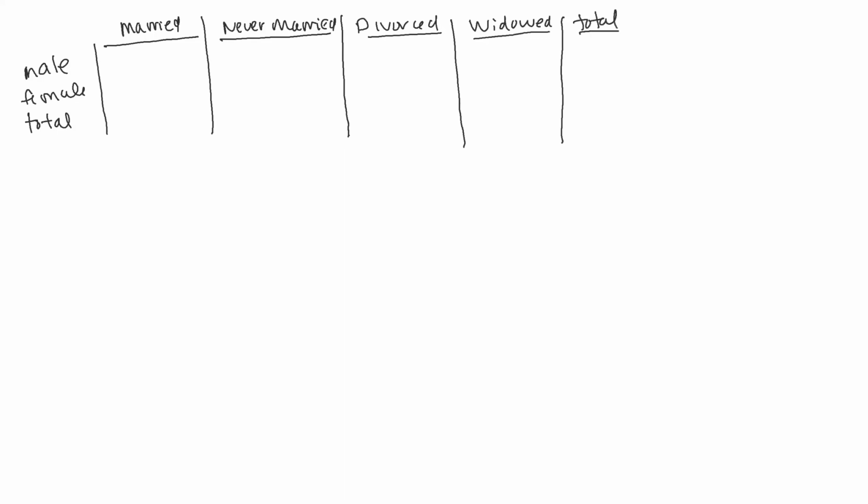Okay, so married men were 66 million, women were 67 million, the total was 133 million. Never married, 43 for males, 38 for females, 81 total. 11 million male divorcees, 15 million females were divorced, 26 million total. Widowed, 3 million men, 11 million women, 14 million total. And then for the totals, there were 123 million men represented, 131 million women, and 254 million people represented in this table total.